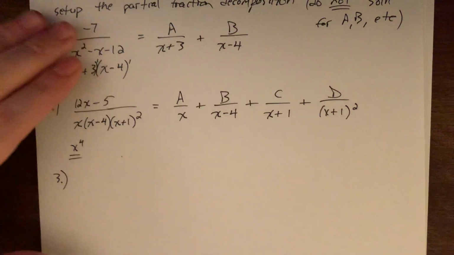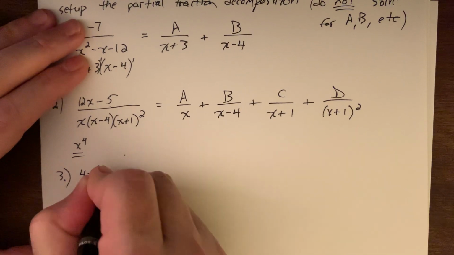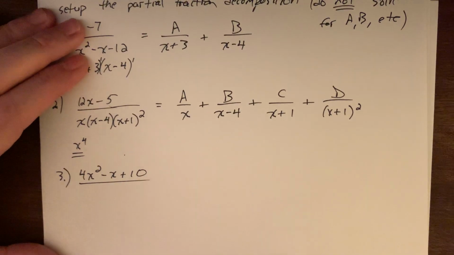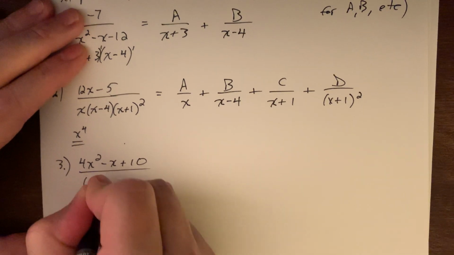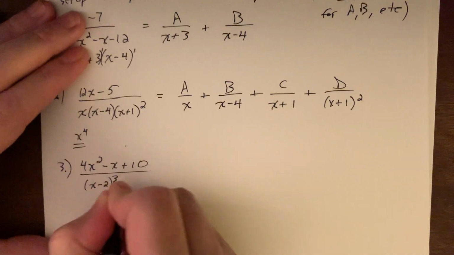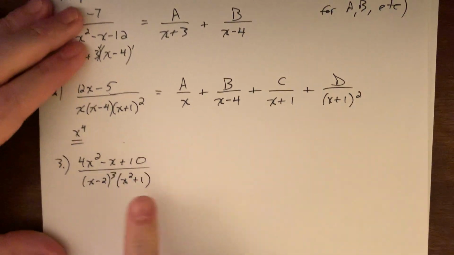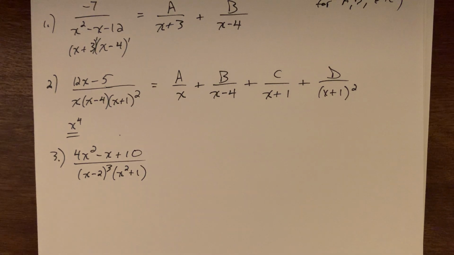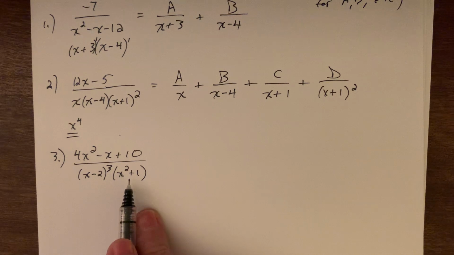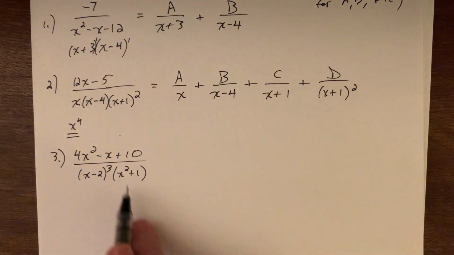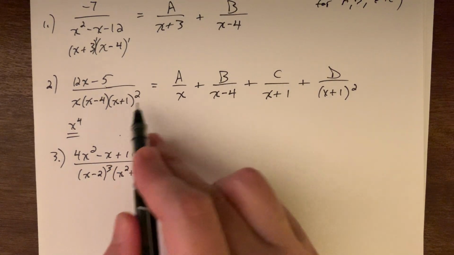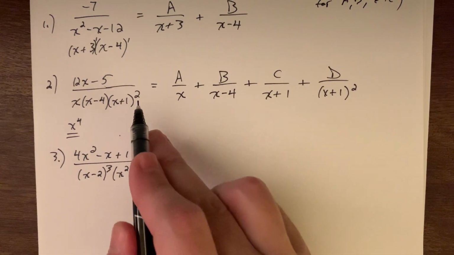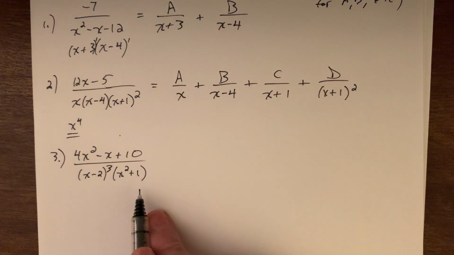So number 3, let's look at 4x squared minus x plus 10 all over x minus 2 quantity cubed times x squared plus 1. Once again, it is fully factored. There's nothing more we can do. And don't be fooled here. That's not x plus 1 times x plus 1. This and this are completely different situations. If you actually FOIL it out, you get x squared plus 2x plus 1, so don't make that little mistake.